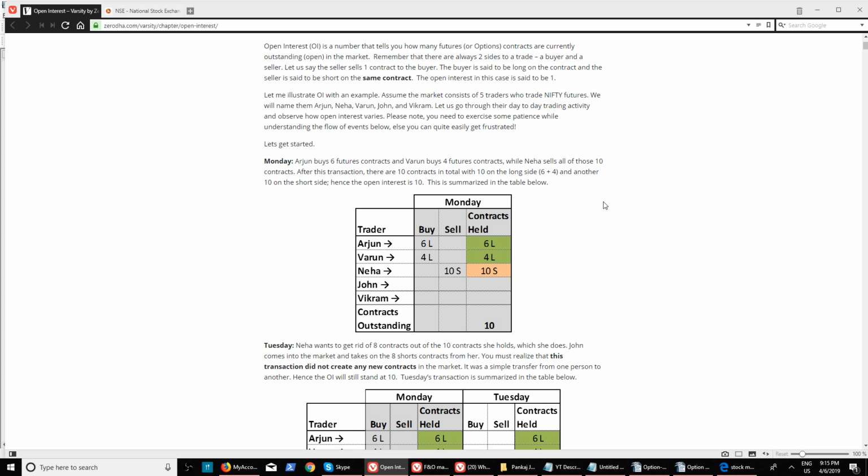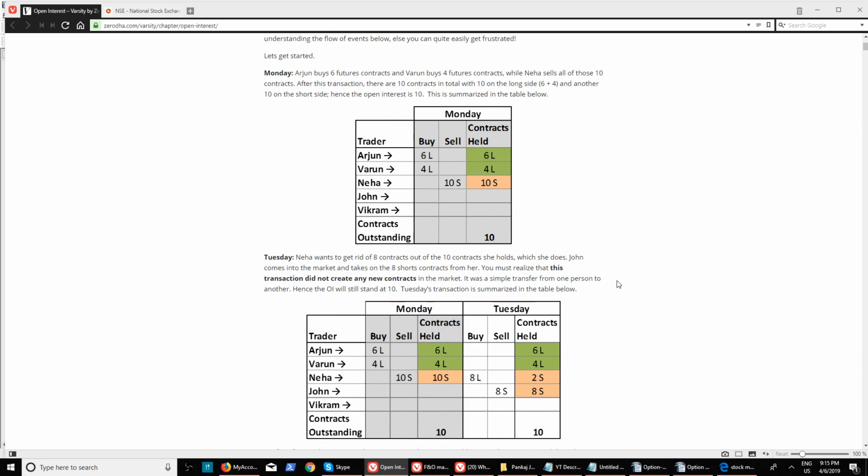Now, the reason why it is open is because the buyers have not sold it. The buyers A and B are still holding these 10 contracts. On the second day, the seller C wants to sell 8 more contracts out of the 10 contracts that person holds. And John comes into the market and takes on all these short contracts from her. So that's basically, he bought everything.